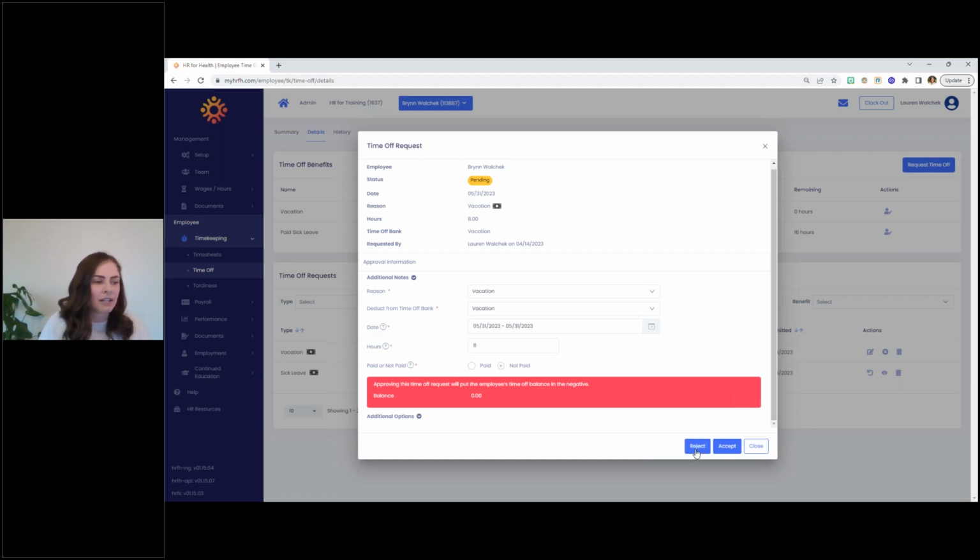You can also reject the request. Just because an employee requests PTO doesn't mean that they automatically have to take it. So maybe it's a vacation and they didn't follow your policy of giving a month's notice. In the comments, you can say, didn't follow policy, not approved time off, and then click reject. So again, everything is documented here for you.